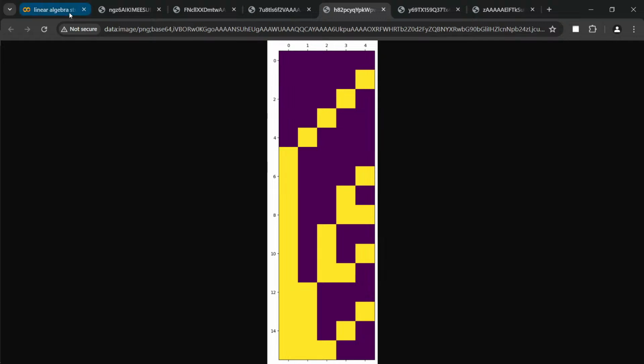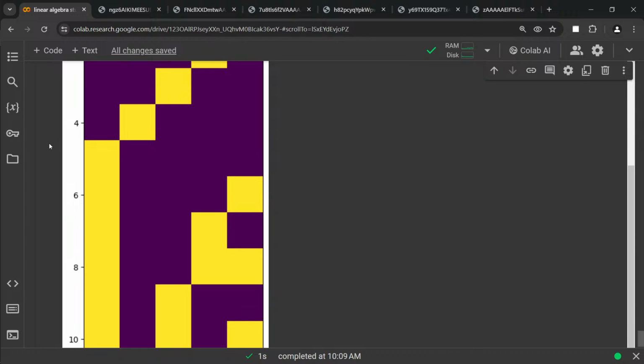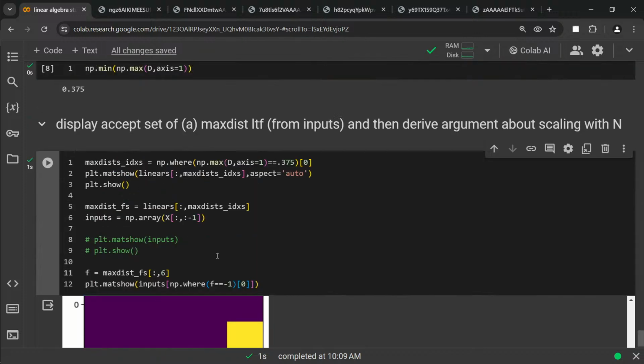What if we display all of the... What if you sort the inputs by the value of... no.